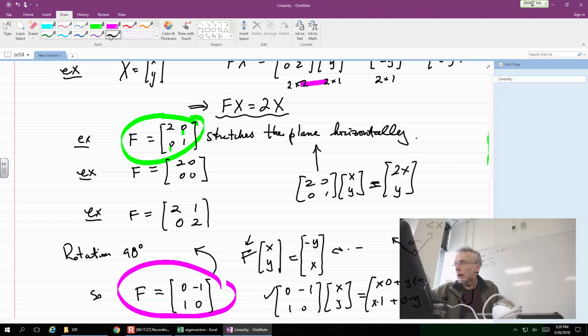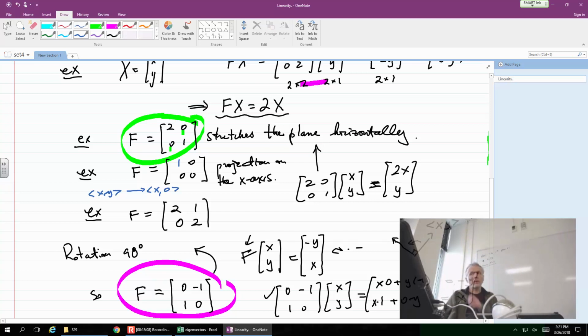Okay, let me first describe this. So the collapse, or projection, that's what it is. In fact, collapse may be too strong a word, but this is a projection on the x-axis. That projection that we have talked about, vector projection. Okay, so this one is projection and a stretch, so we don't need that. Let's make it pure projection: 1, 0, 0, 0. What happens to the vector (x, y)? It goes to (x, 0), right? So that's a projection. Vector (x, y) goes to vector (x, 0), so the y component disappears. It's projection on the x-axis.